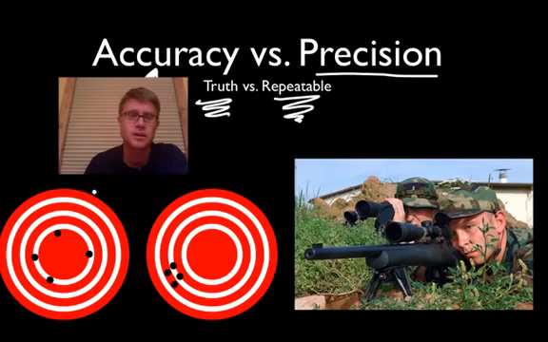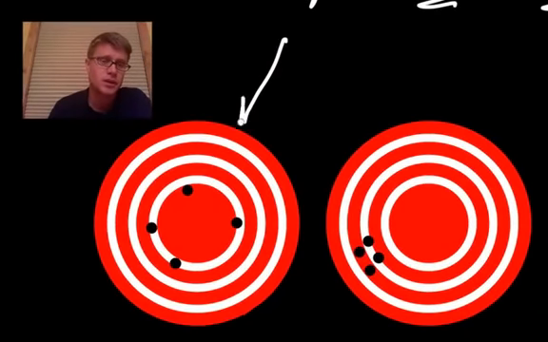Let's look at these bullseyes down here. On this bullseye, the sniper has been fairly accurate. In other words, all the shots are pretty close to the bullseye, which is right in the middle. So we would call this accurate shooting, but not precise. If we look over here, this time all the shots are way off to the side, so it's not accurate, but it's really precise. They have a really tight grouping right here.